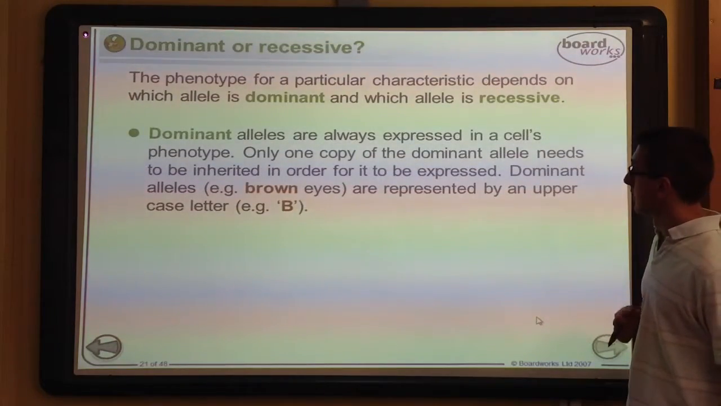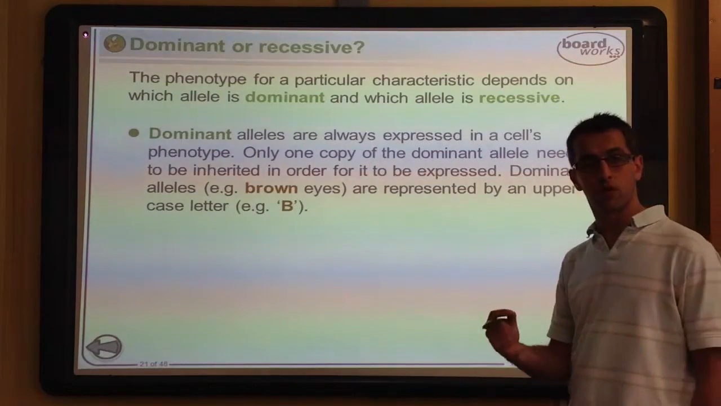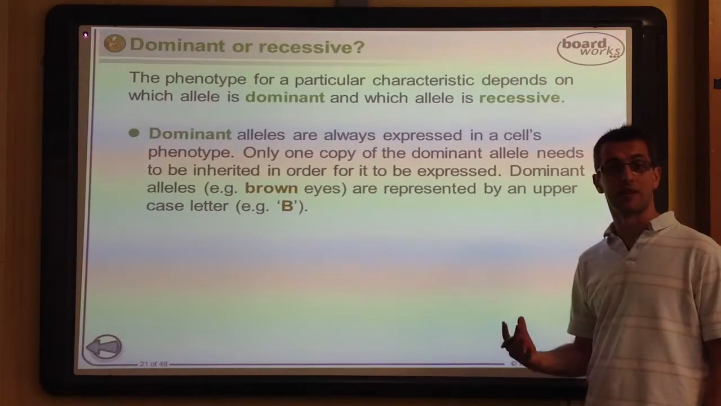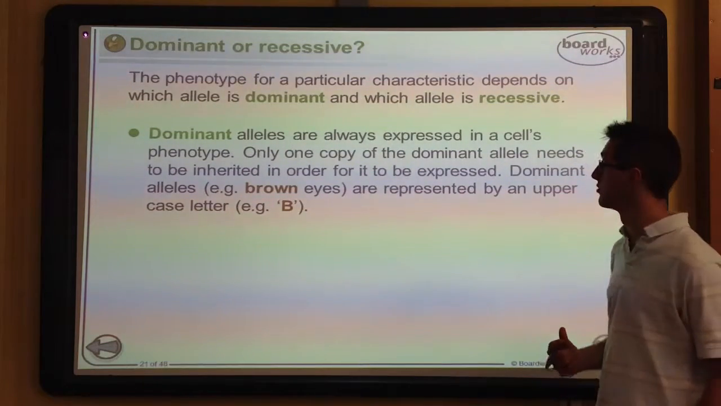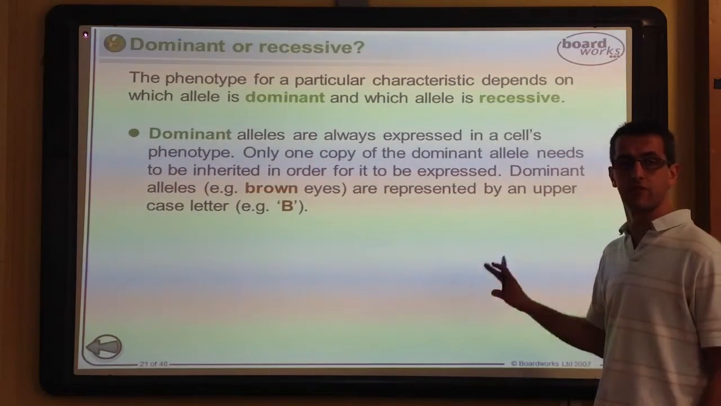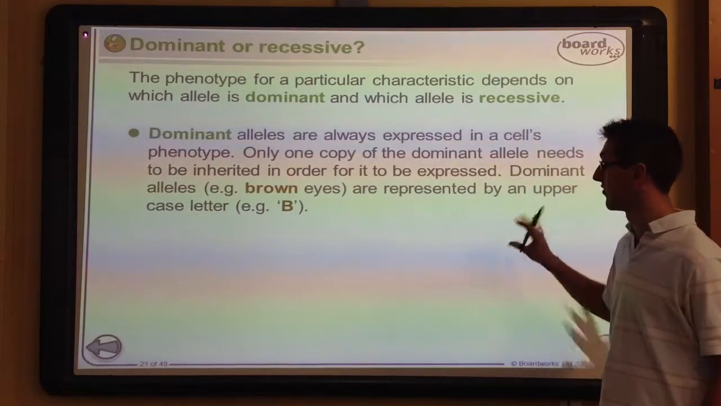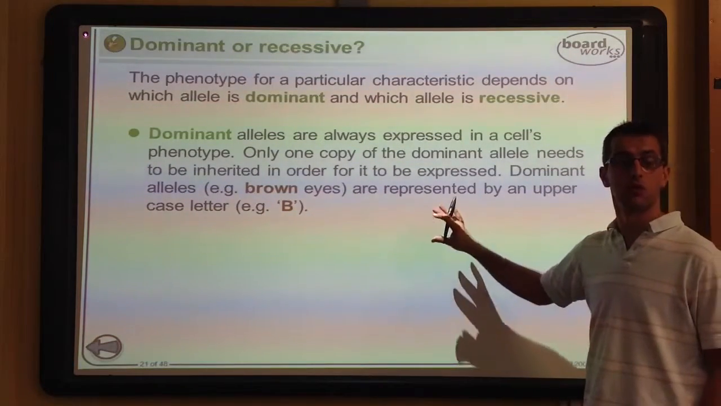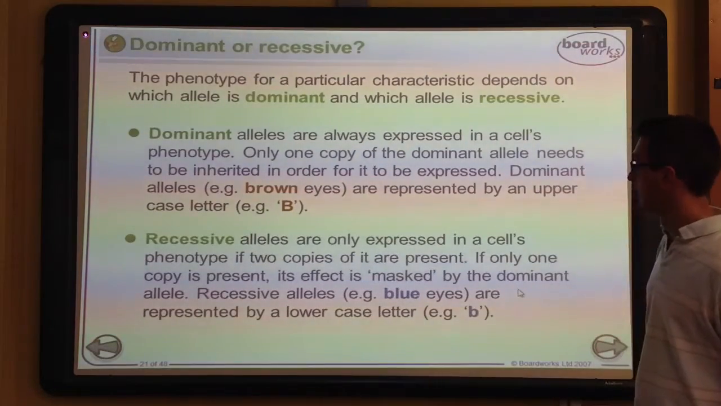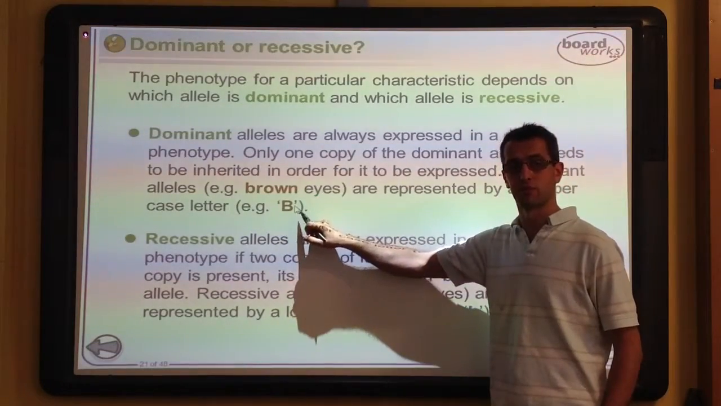So, a dominant characteristic is one that you only need to have one copy of that gene for it to be expressed as a phenotype. So it doesn't matter whether you get it from your mother or your father, if you have one copy, one allele, which is dominant, your phenotype will show that dominant gene. And we represent those with capital letters. Dominant genes are always written with capital letters.